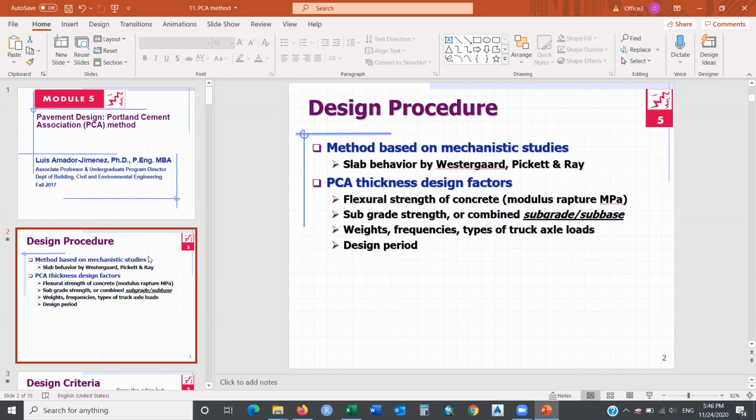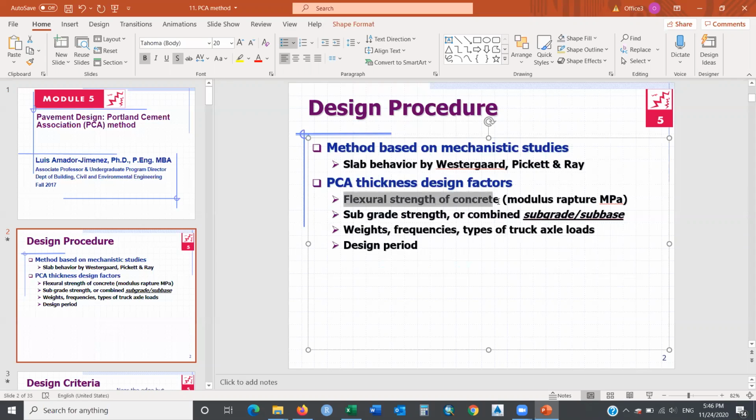The method will tell you the thickness of the concrete layer, and the thickness of the subbase, if there's any, will also be part of the design approach. So as design factors, we have the flexural strength of the concrete. That will be read as modulus of rupture in megapascals. This method is in international system units.